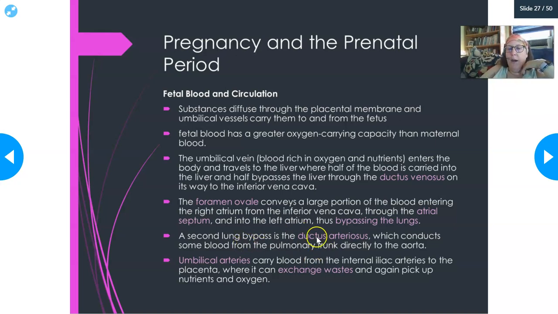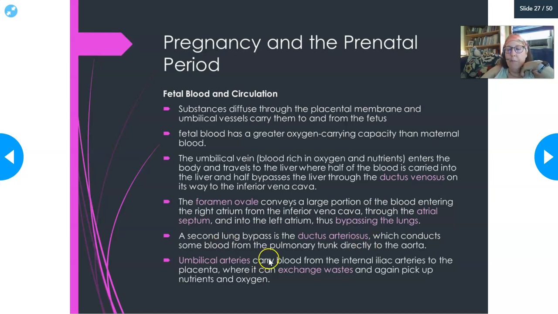So there is a second lung bypass, because again, there's nothing going on in the lungs at all, other than them being developed. The second one is the ductus arteriosus, and it connects the pulmonary trunk to the aortic arch. So the blood that's being pumped through the pulmonary trunk on its way to the lungs can just jump over and get into the aorta.